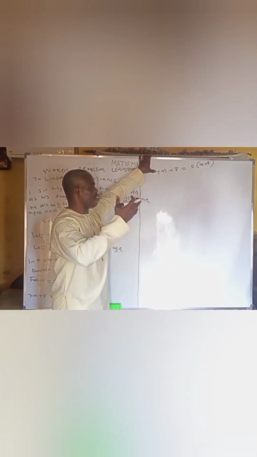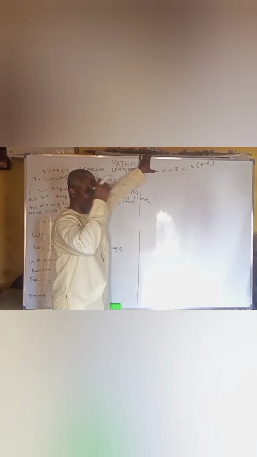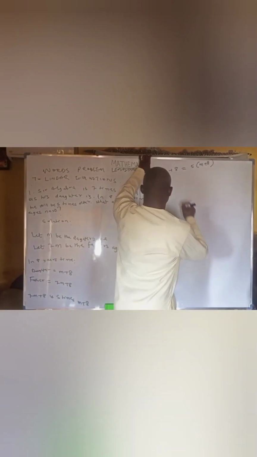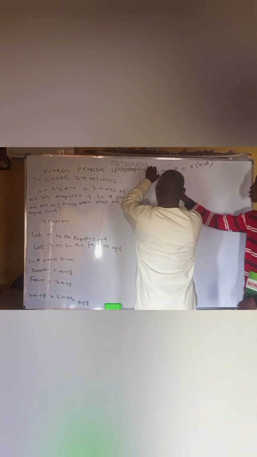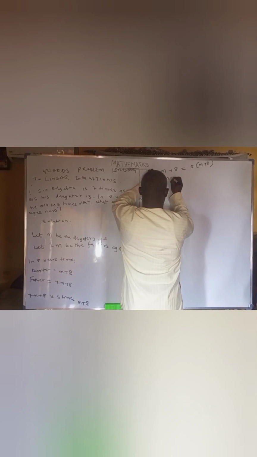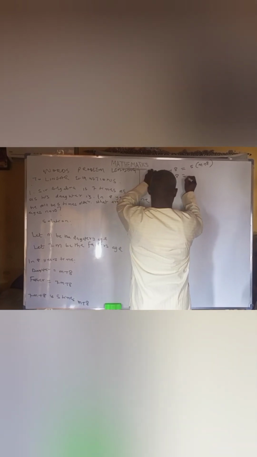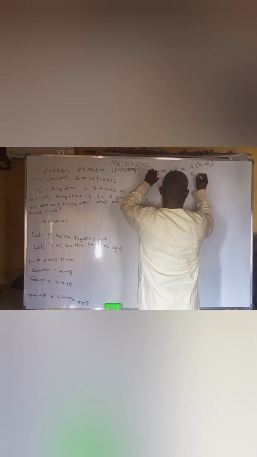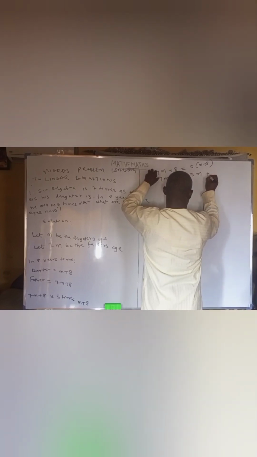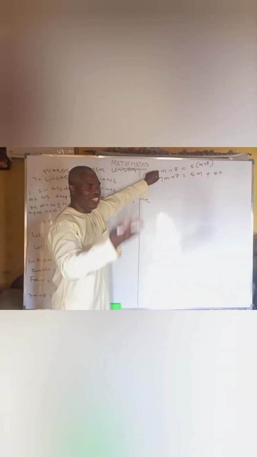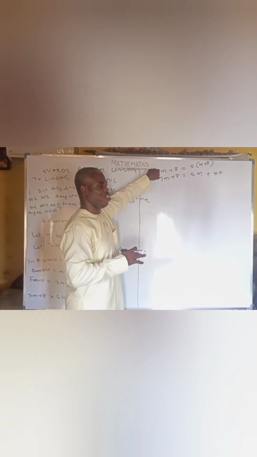Now let's tackle the right hand side. We open the bracket by multiplication. So we have 7m plus 8 is equal to 5 times m, which gives 5m, then plus 5 times 8, which gives 40. So what do we do next? We collect the like terms.